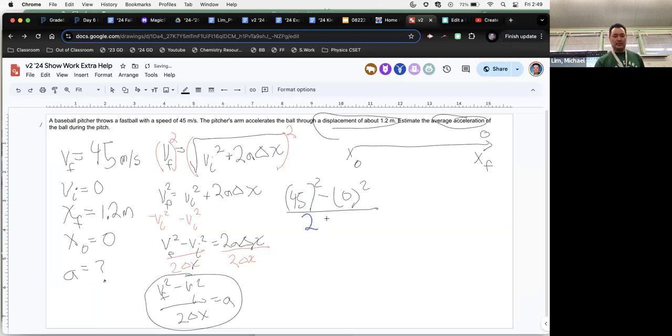What's our delta x? 1.2 minus 0, because that's what delta means. The same number, right? I wanted to point out delta x means final x minus initial x. So we did 1.2 minus 0. I think in my notes, I just went straight to xf, but it's the same thing. All right, so let's do the calculations.